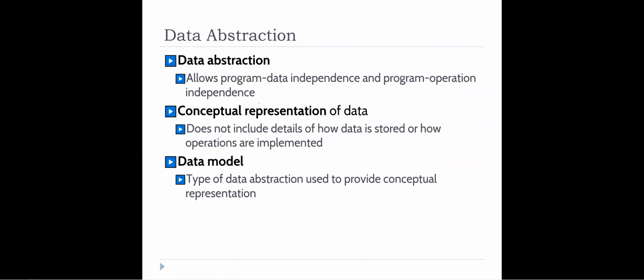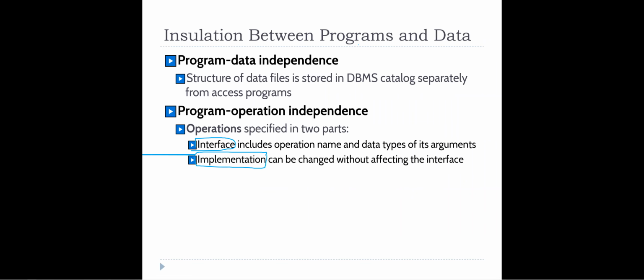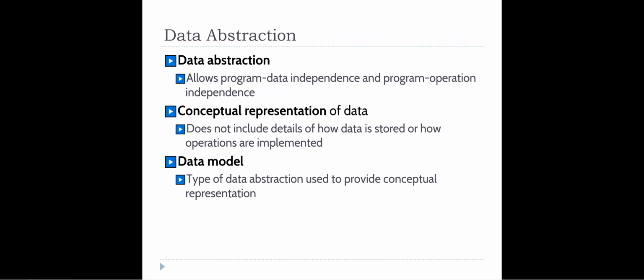Data abstraction is under the isolation of the data and programs as well. Abstraction provides us these features of independence between the program and data, and the program and operation. All of these are available for us because we have the data abstraction property in the database management system. So it's the father or the top section.